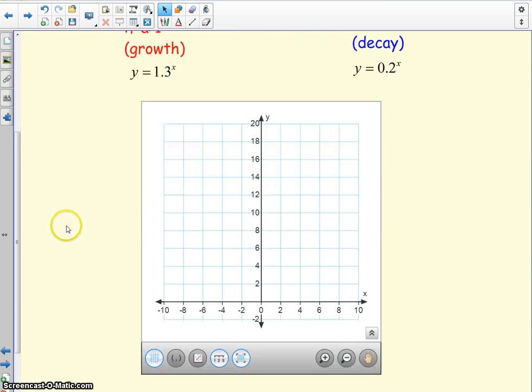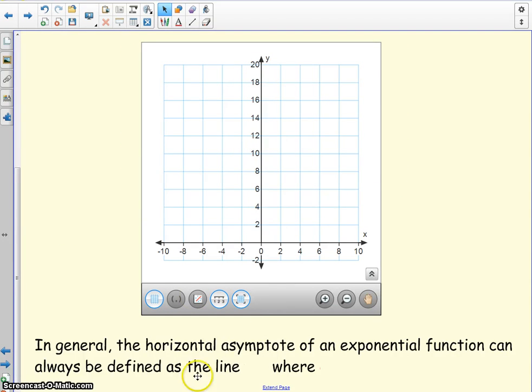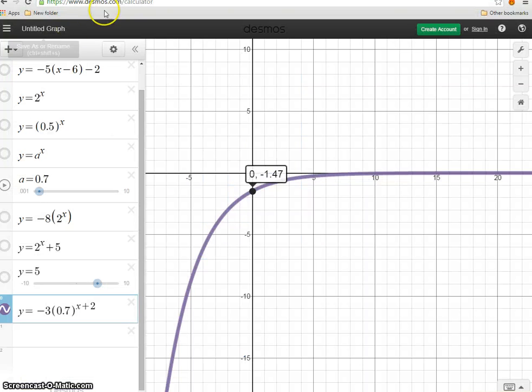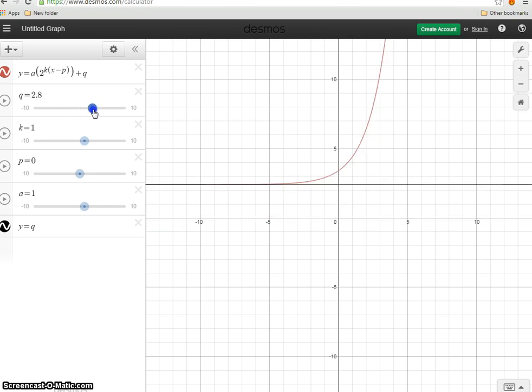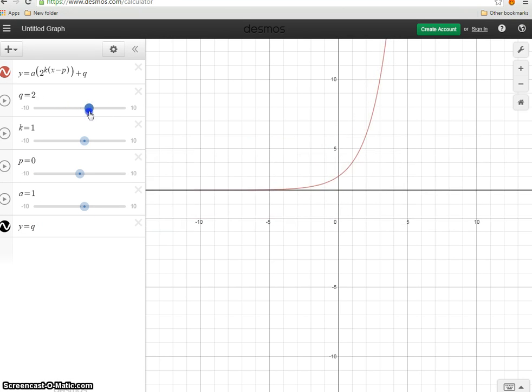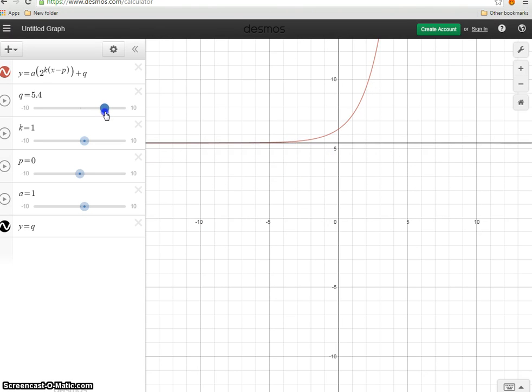Okay, the other thing we also noticed when we're talking about the horizontal asymptote, it's defined as a line, so let's just say we call it q, and that value q is going to be the vertical translation, the vertical shift. So to show you that over here on Desmos, here's, for example, y equals 2 to the x with a bunch of different parameters mixed in. You can see what happens as I change different values. We'll talk about the transformations in a sec, but you can see when I change this q value here, it changes the horizontal asymptote. That asymptote moves with the vertical shift.